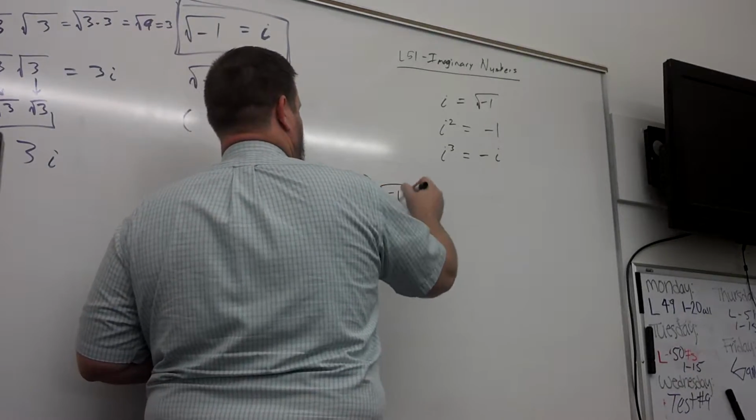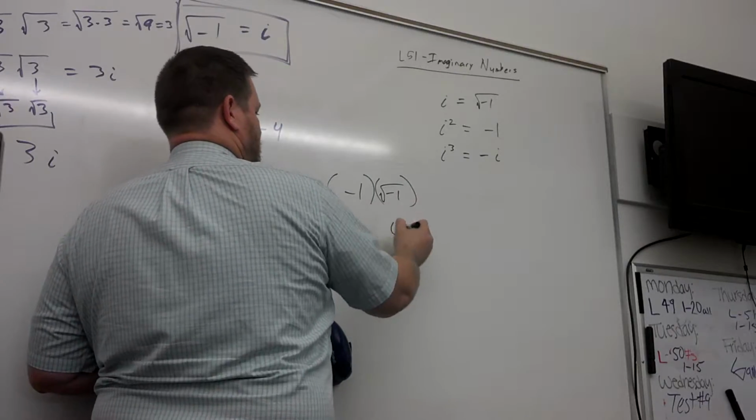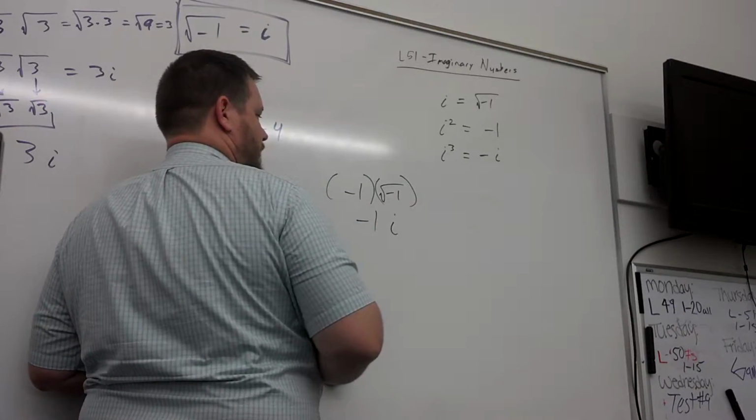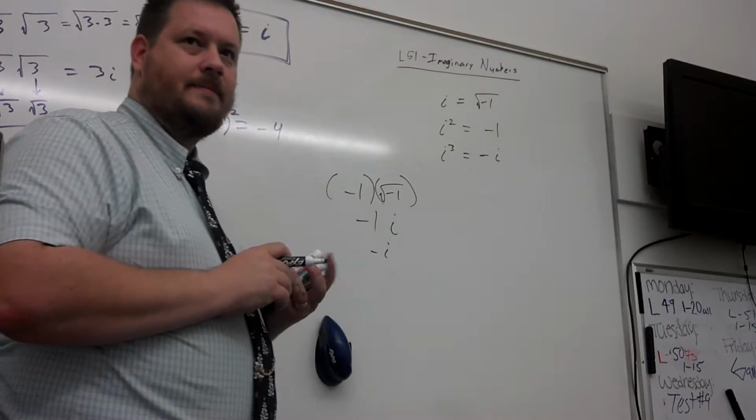Negative 1 times the square root of negative 1? All right, what's the square root of negative 1? I. I times negative 1. You don't need the negative 1: one times negative anything makes it.